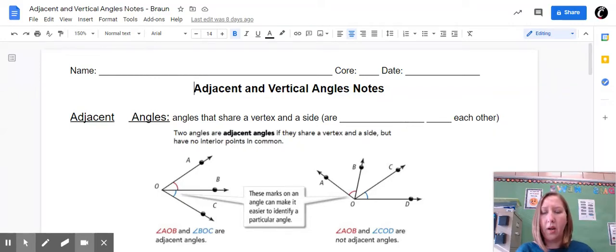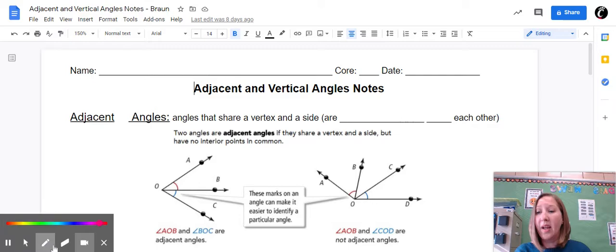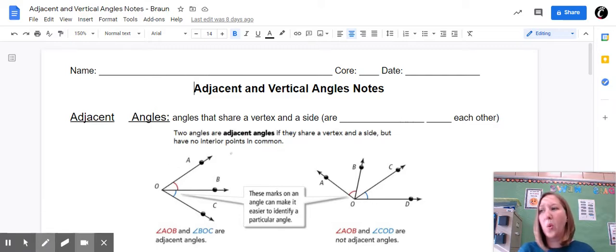Hey guys, today we are going to continue our work with angles and we're going to move on to adjacent and vertical angles. So we're going to first start with adjacent angles. Those are just angles that share a vertex. Remember that a vertex is just the point where our angle is. So they're angles that share a vertex and a side. So they have to share both. And these are angles that are next to each other.